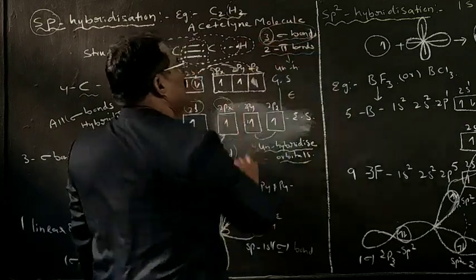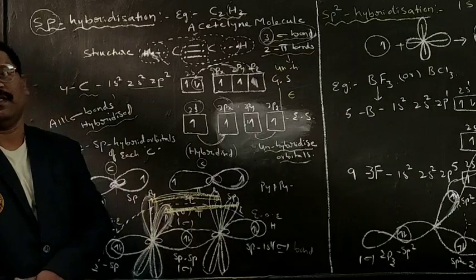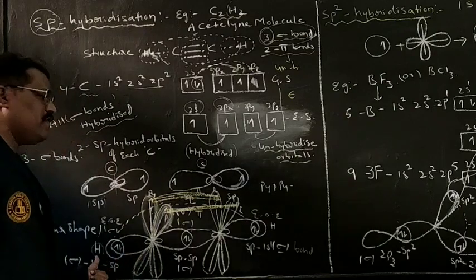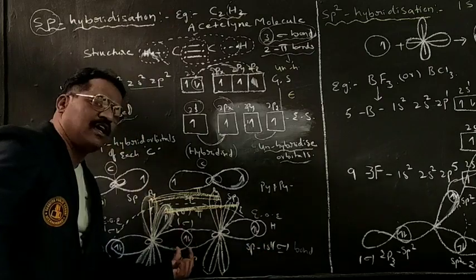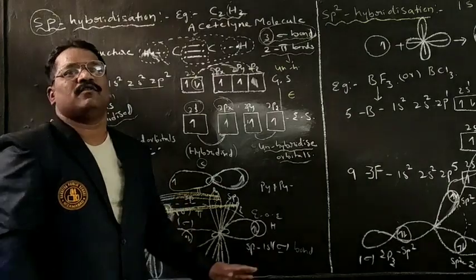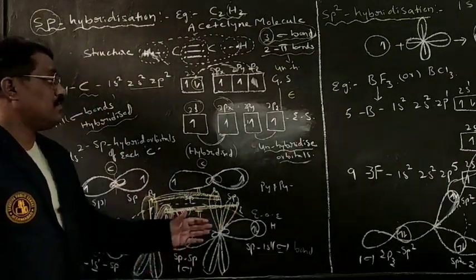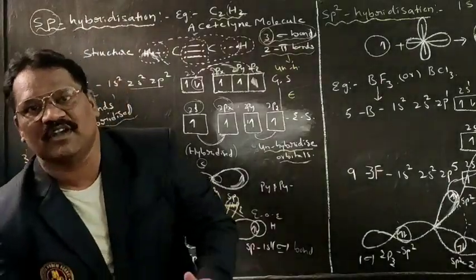Three sigma bonds are formed by the hybrid orbitals. An sp hybrid orbital overlaps with hydrogen, another sp hybrid orbital overlaps with hydrogen, and both sp hybrid orbitals overlap each other and form a bond. Therefore, three sigma bonds and two pi bonds are formed here. How will these bonds exist?